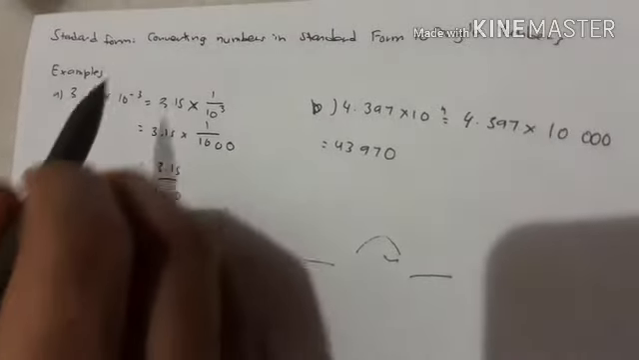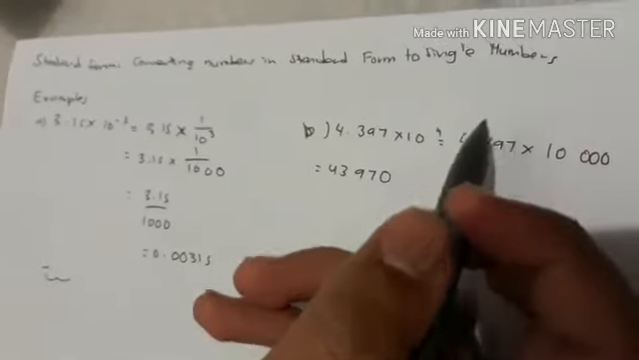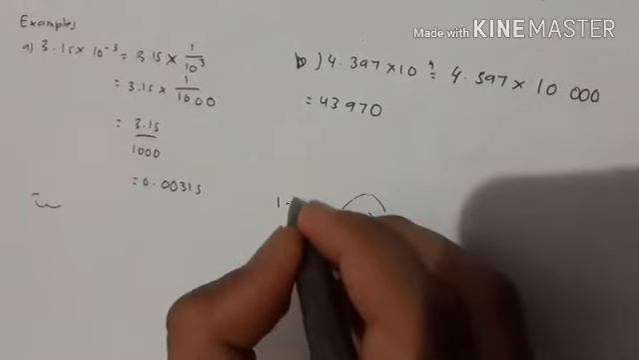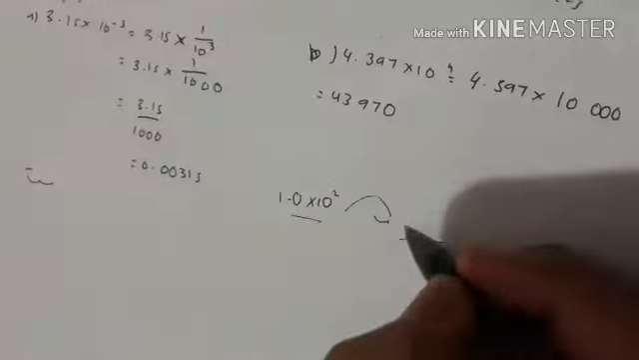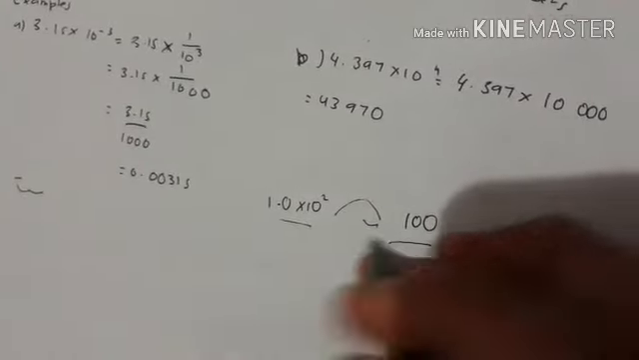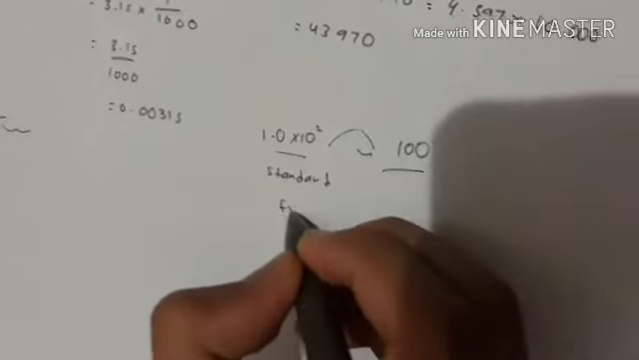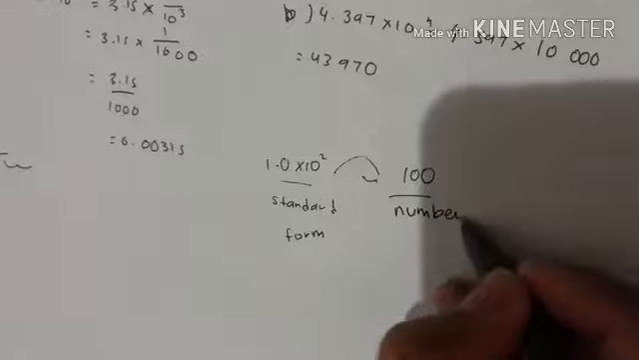Okay, the second is converting numbers in standard form to a single number. This is standard form, change it to numbers like that. This is standard form and this is numbers.